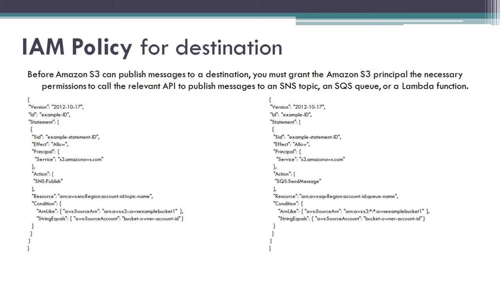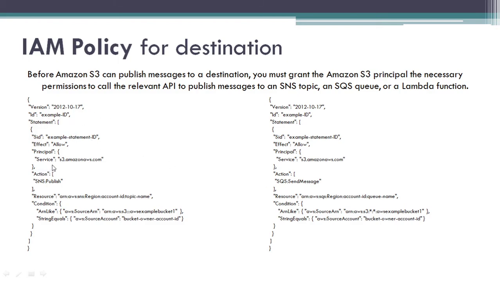Before Amazon S3 can publish messages to a destination, you must grant the Amazon S3 principal the necessary permission to call the relevant API to publish messages to an SNS topic, an SQS queue, or a Lambda function. So in this event notification configuration, your destination should have permission. You can set some policy here. Here I have given two examples for SNS and one for SQS. You can set the permission like this.